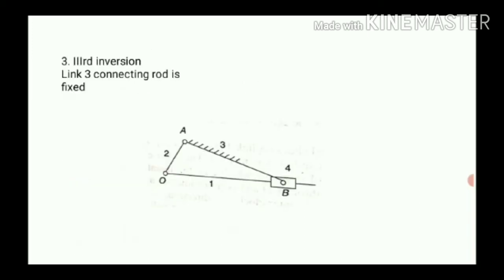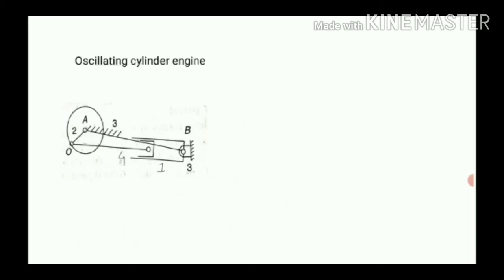Third inversion is what? When the connecting rod is fixed. When the connecting rod is fixed, link 2 acts as a crank, and at the end of link 2, link 4 is attached, that is the slider. The slider reciprocates inside the cylinder; the cylinder is not fixed, it has an oscillatory motion. So there are two applications here. The first is the oscillating cylinder engine. Here the crank has a rotary motion, the crank is connected to the slider, the slider reciprocates inside the cylinder, and the cylinder, which is not fixed, has an oscillatory motion about its pivoted point.